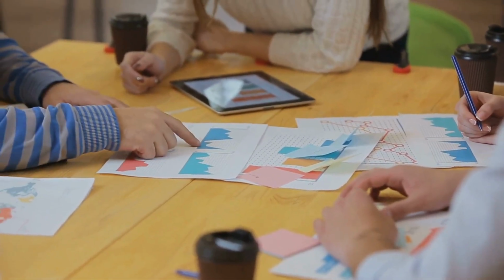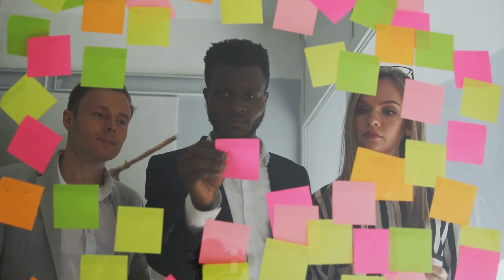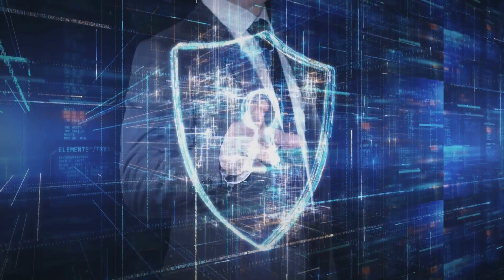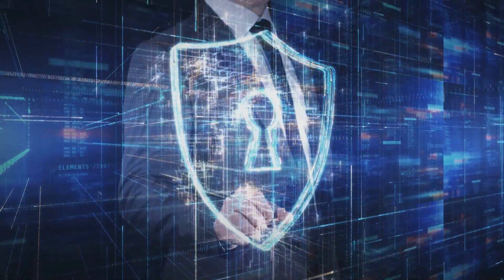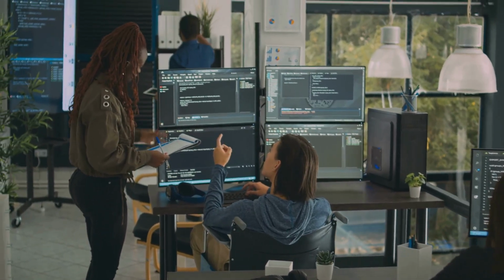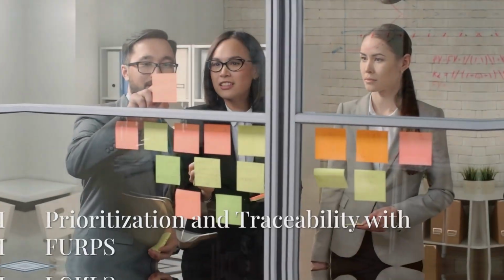Using FURPS during requirement elicitation ensures comprehensive coverage. During workshops or stakeholder interviews, requirement managers can use FURPS as a checklist. They can ask questions like, what security constraints exist? What availability level is required? How fast must the system respond? This structured approach prevents gaps in requirement discovery.